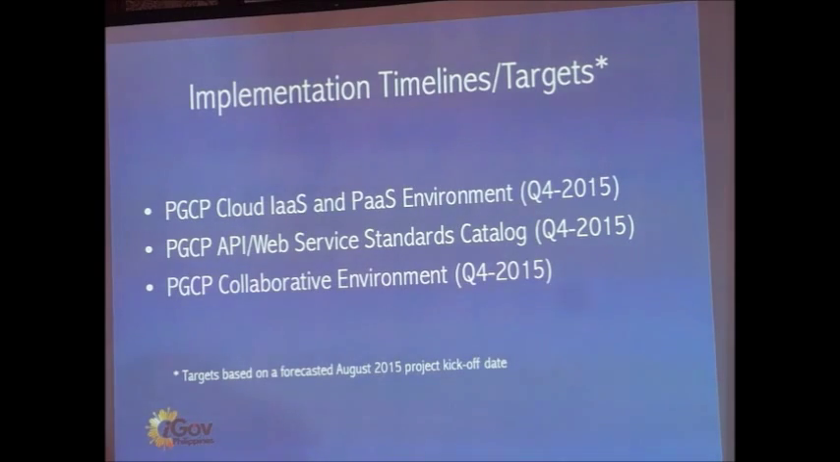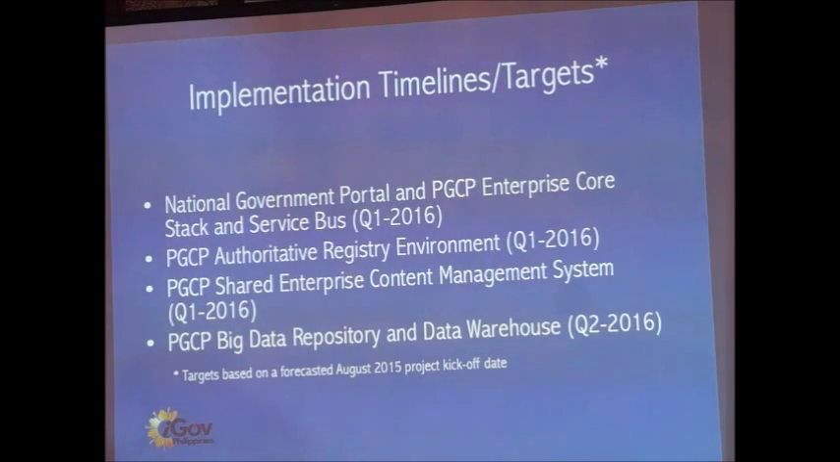What are our implementation targets? And again, the caveat, the disclaimer here, is provided that our kickoff begins in August 2015. The PGC Cloud, IaaS, and PaaS environment is scheduled for realization for the fourth quarter of this year. The API Web Service Standards Catalog is the last quarter of this year, 2015. The collaborative environment, as part and parcel of that IaaS and PaaS environment, is also the last quarter of this year. The National Government Portal, PGCP Enterprise Core Stack and Service Bus, provided we get started in August 2015, is slated for quarter 1 of 2016.